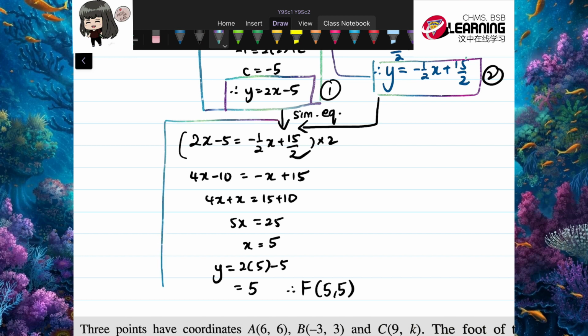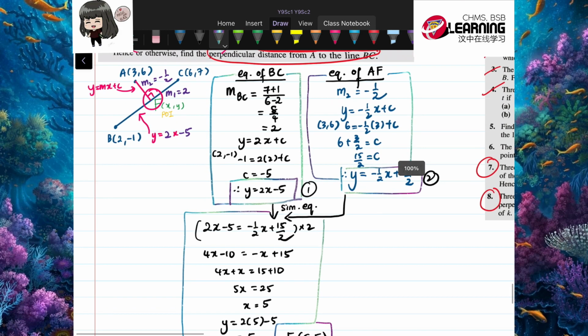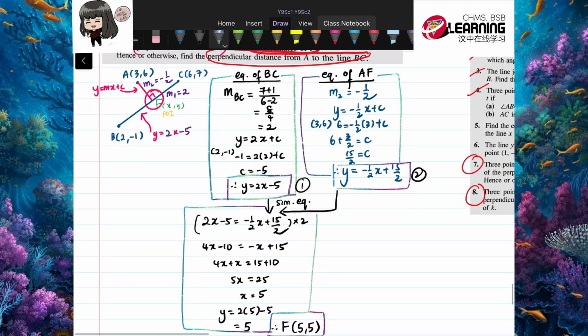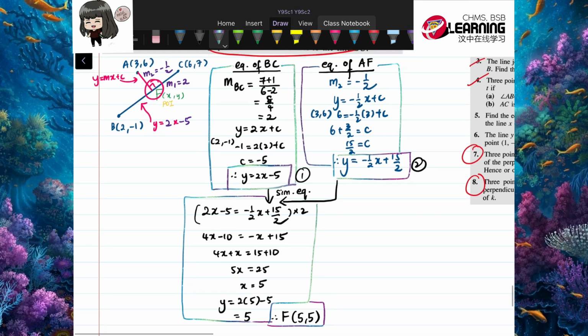Now this is the working. I hope it's not confusing. I drew the boxes for you already. I first draw the draft, I draft out how it looks like, and I find the equation of BC, I find the equation of AF, and I do the simultaneous equation, and I find my coordinates of F. So this is my answer. I highlight that.